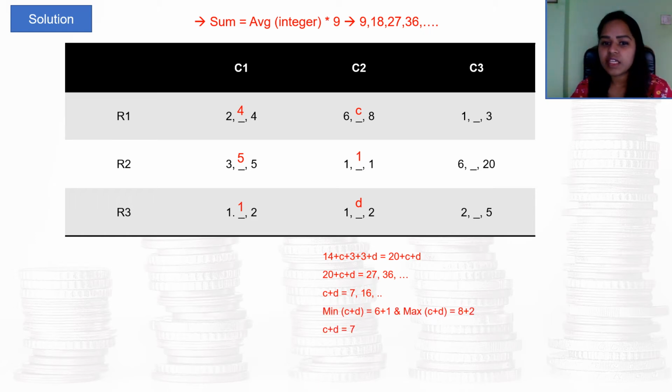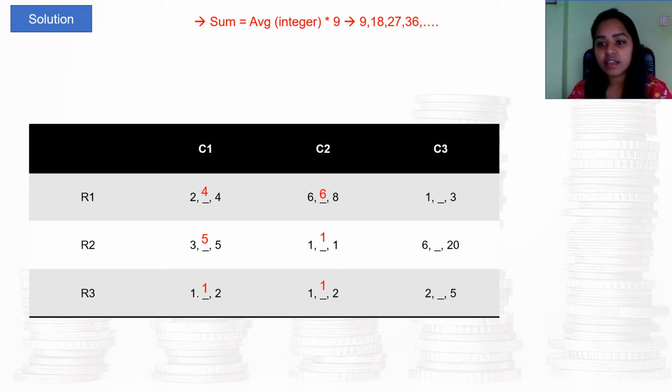So using that we get the minimum limit for C plus D as 7 and maximum as 10, and C plus D can be 7, 16, and so on. So the only possibility is C plus D being 7, where C is 6 and D is 1. Let's move to column 3.